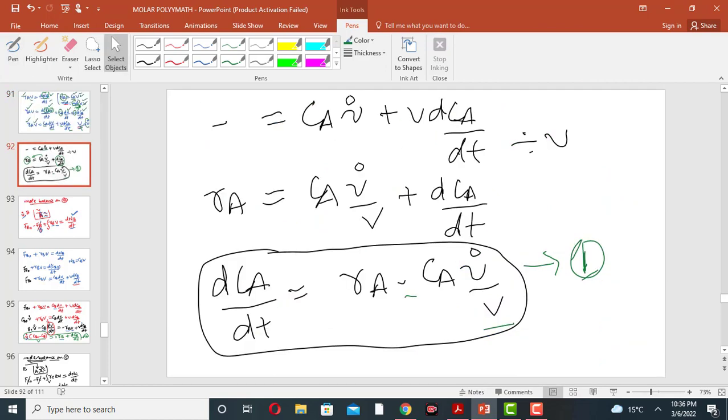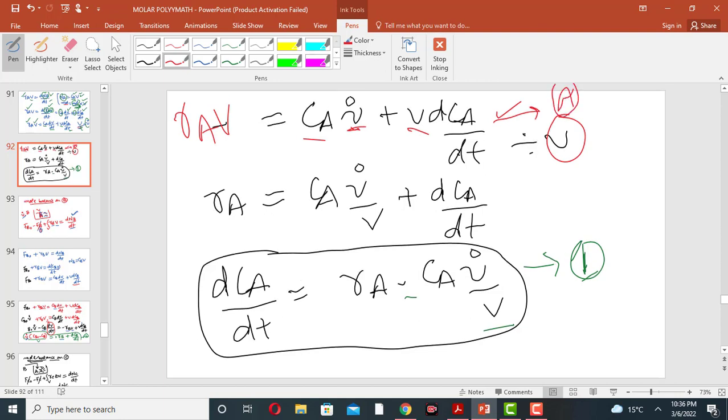So this is the RA. RA into V is equal to CA, and dV by dt is nothing but the volumetric flow rate, plus V into dCA by dt. So divide this equation A by V, the volume of the reactor. We will get RA is equal to CA, volumetric flow rate divided by volume, plus dCA by dt.